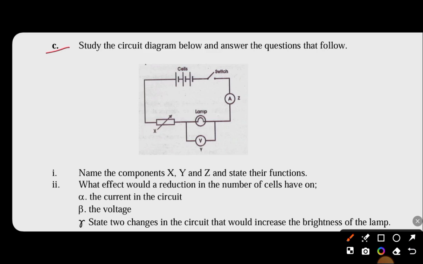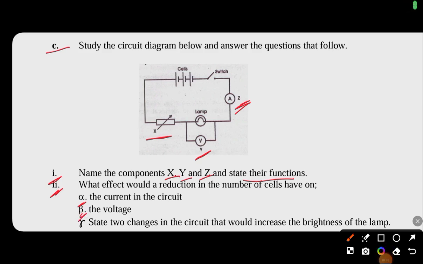Read the circuit diagram below and answer the questions that follow. I says, name the components X, Y, and Z and state their functions. X is a variable resistor, Y is a voltmeter, Z is an ammeter. The next question says, what effect would a reduction in the number of cells have on alpha, the current in a circuit, and beta, the voltage.